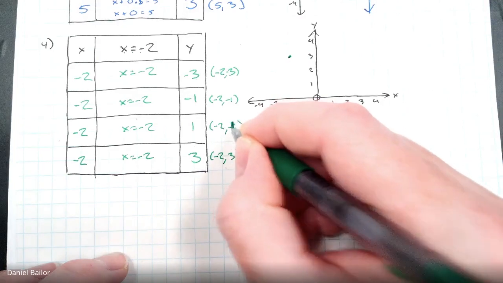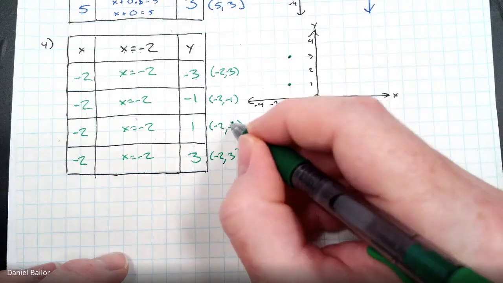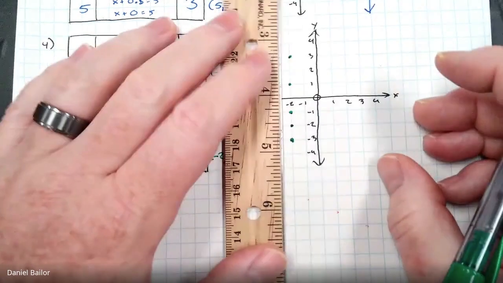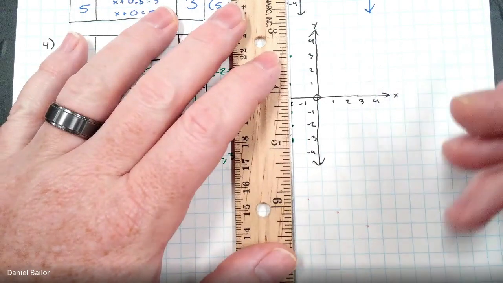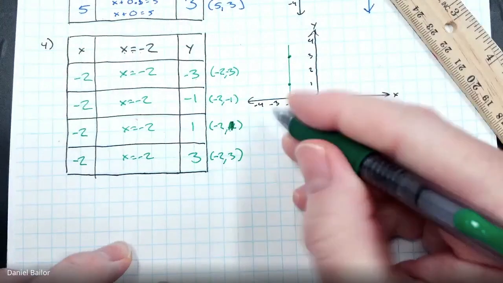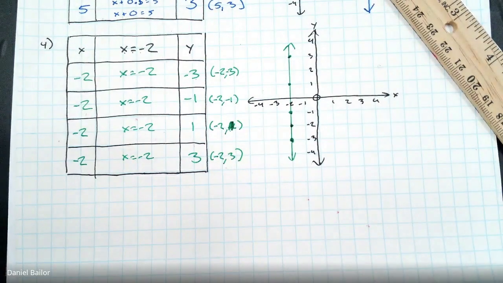I must have gotten fast. It actually probably doesn't matter because you can see I made a mistake right here. That should be a 1. My bad. But you can see from this that all of the answers were -2, so they all just go on the same vertical line.